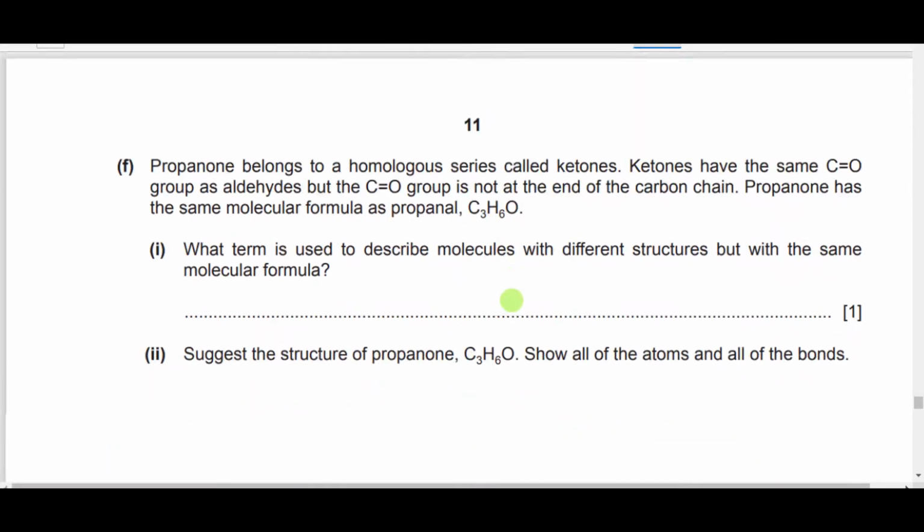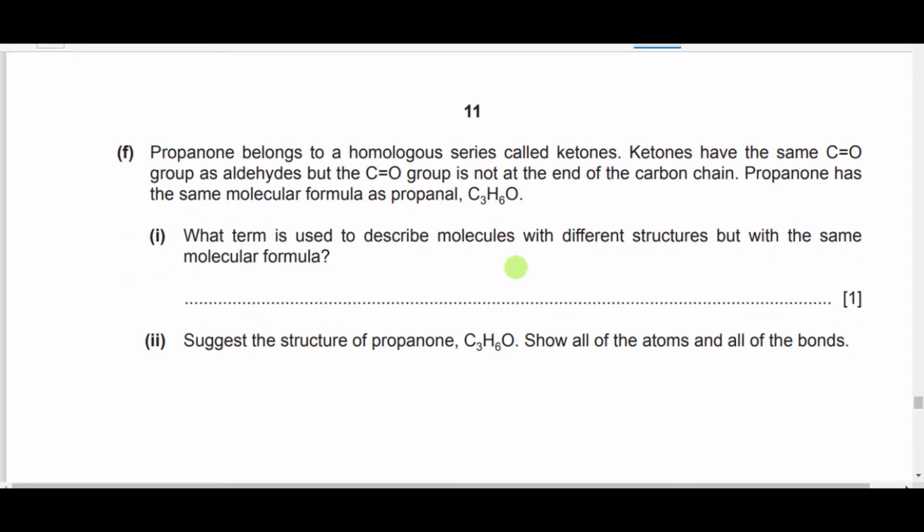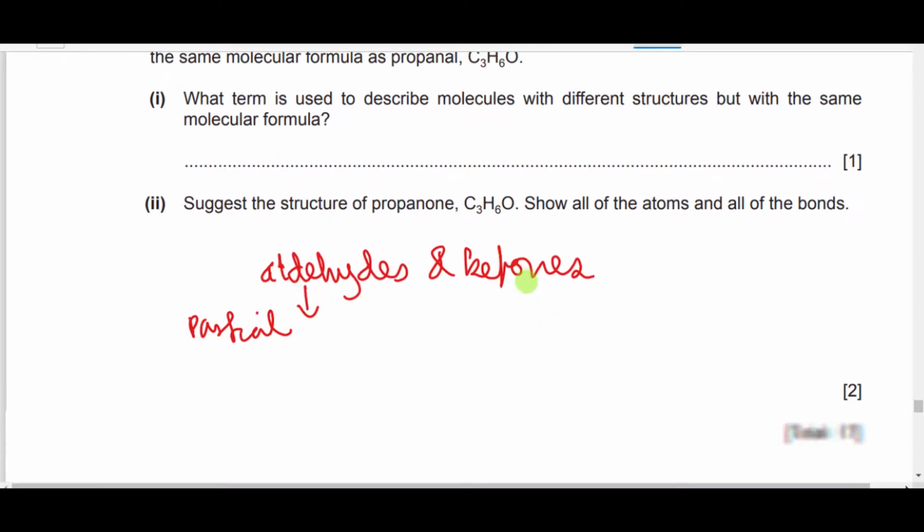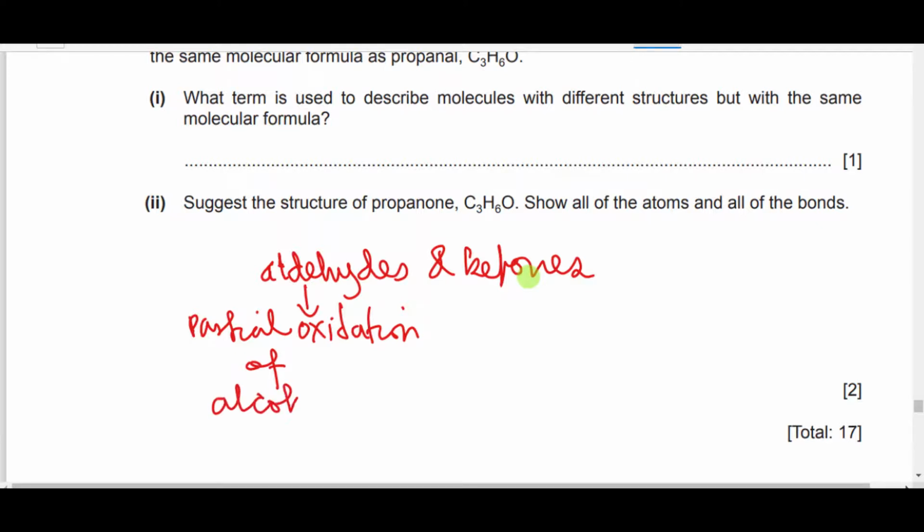So let's move. The next question says propanone. Propanone belongs to a homologous series called the ketones. Now, in organic chemistry, aldehydes and ketones always go hand in hand, right? Aldehydes and ketones, they're like Siamese twins. While these ones are obtained from partial oxidation of alcohols, these ones are obtained from oxidation.